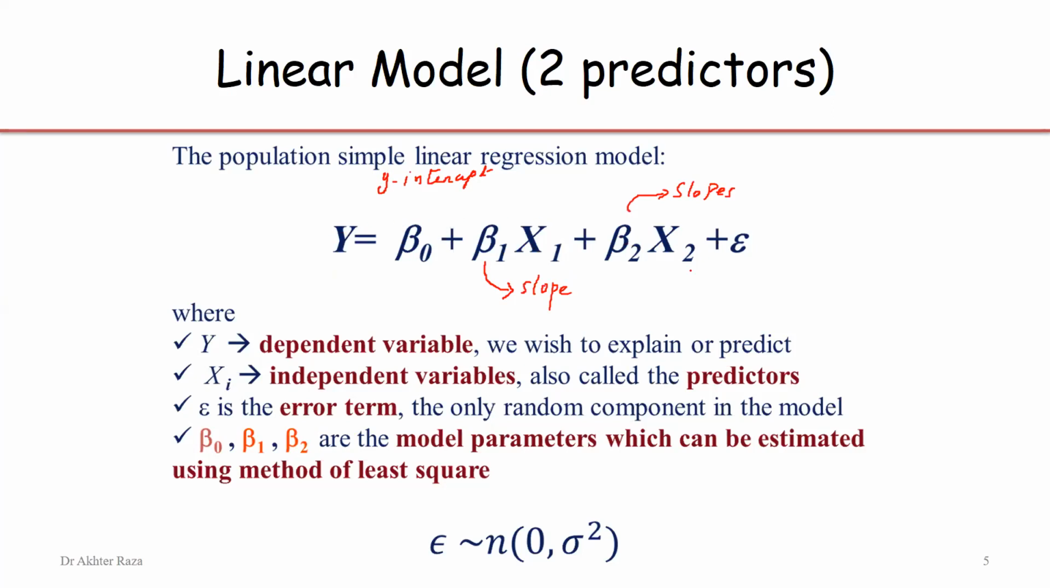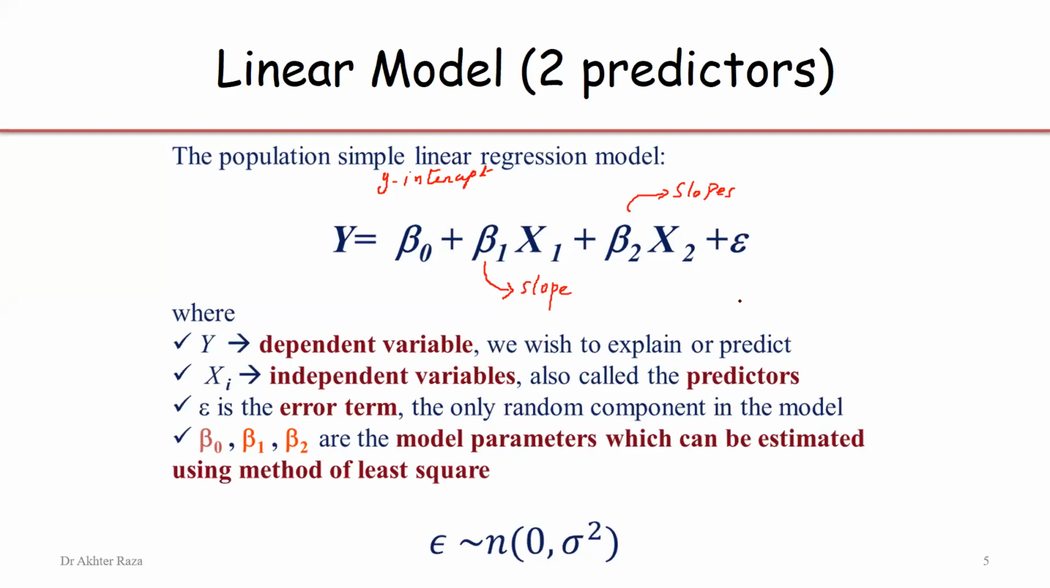This is a three-dimensional model because it has three coordinates: the x1 axis, the x2 axis, and the y axis, plus error. In this model, y is the dependent variable and x is the independent variable. We have the error term, beta naught, beta 1, beta 2. These are the three model parameters. So beta naught is the y-intercept, beta 1 is the slope with the x1 axis, and beta 2 is the slope with the x2 axis. We have the error term here.